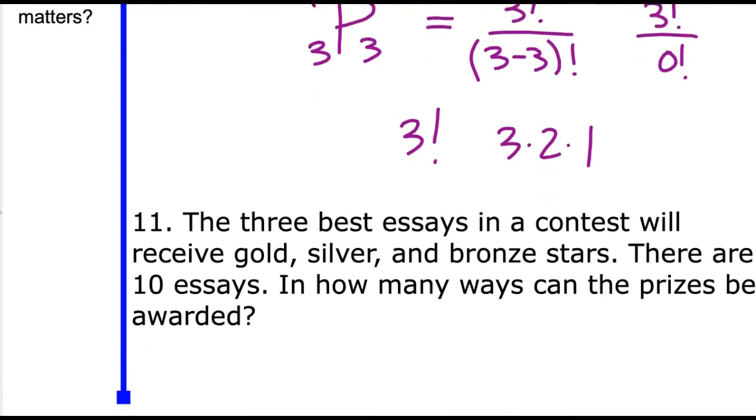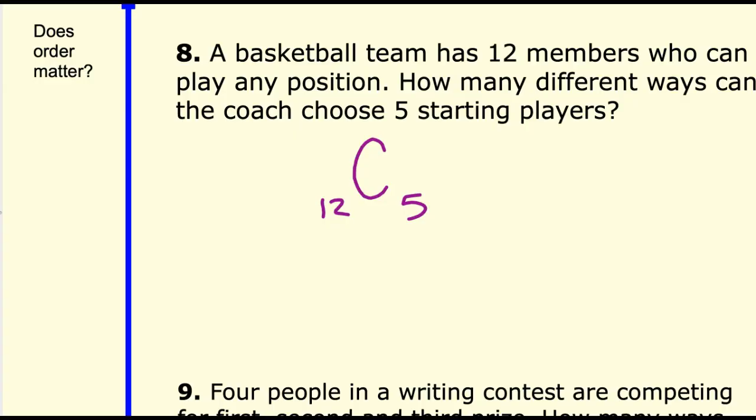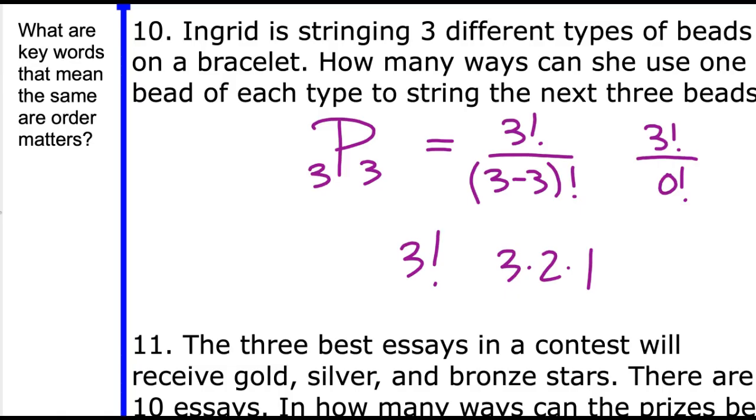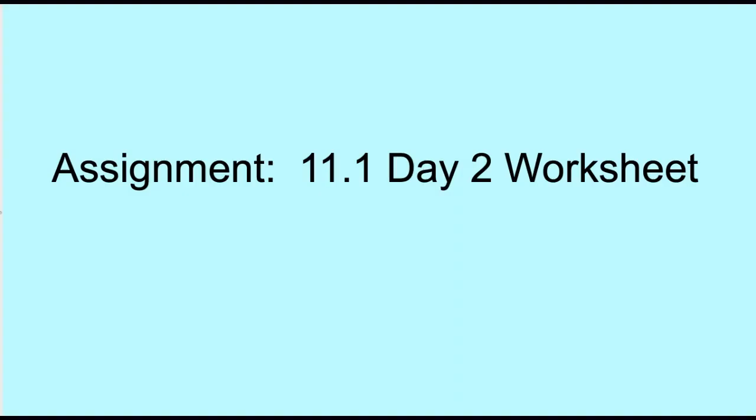Yep. The 3 best essays in the contest. We just already did that one, didn't we? What the heck? Did I skip any yet? Wait, 4 people in a writing contest. This is another writing contest? Jeez. Gold, silver, and bronze stars. There are 10 essays. Oh, gold, silver, and bronze means the order matters, so it's 10 permute 3.